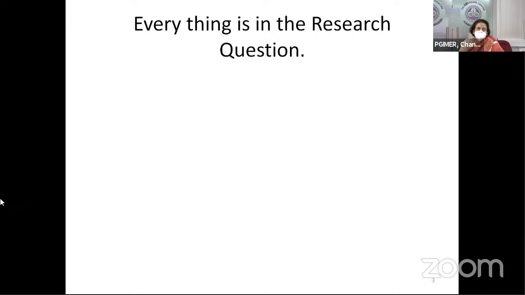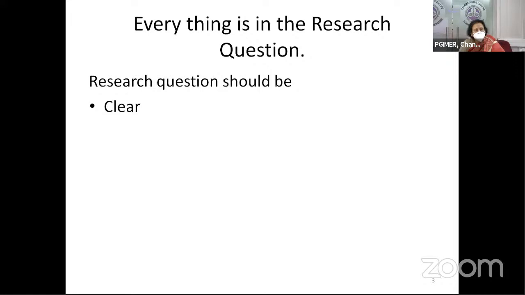So what I request all of you to do is that please formulate a research question in your mind right now. Write it down on a piece of paper, and then I will ask you to do something to that research question. So the research question should be clear. It should be a clear statement of facts. It should be logical.